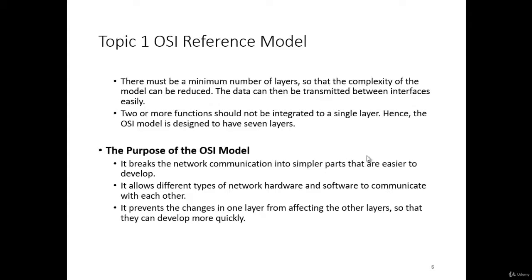The purpose of the OSI model: it breaks the network communication into simpler parts that are easier to develop. It allows different types of network hardware and software to communicate with each other. It prevents the changes in one layer from affecting the other layers so that they can develop more quickly.